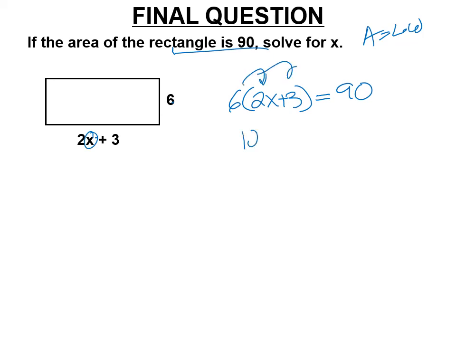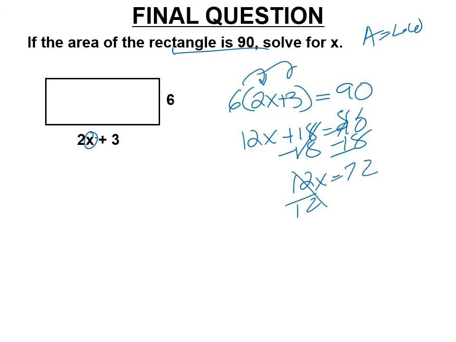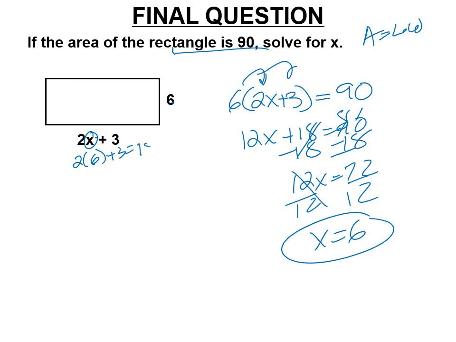Distributive property, 12x plus 18 equals 90. Subtract 18 from both sides. 12x equals what? 72. Divide both sides by 12. And x equals 6. And there's no units here. But what does that mean? This side was 2 times 6, which is 12, plus 3, was 15.